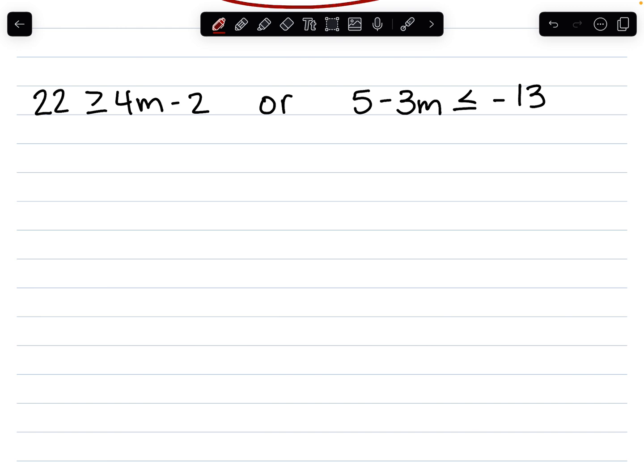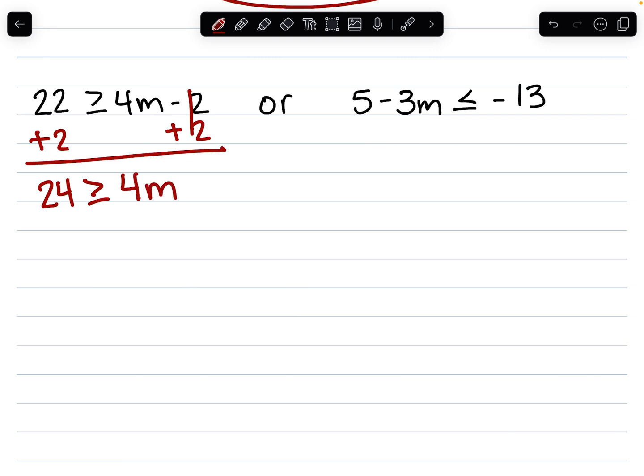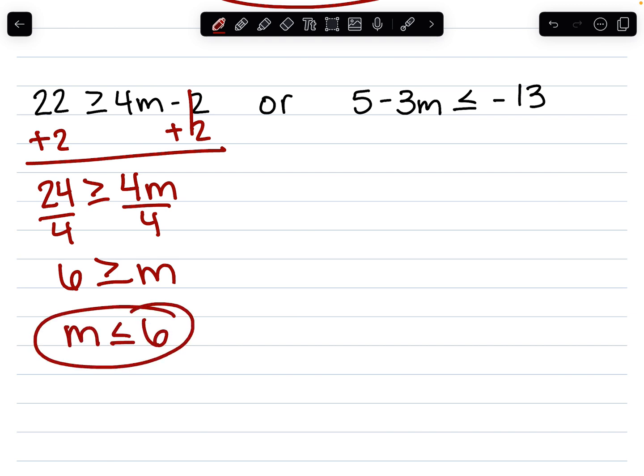Harper, will you tell me how to solve the one on the left? You would add 2 to 22. Okay, so I get 24 is greater than or equal to 4m. And then what's your last step, Harper? Divide each side by 4. Good. So we get 6 is greater than or equal to m. Now, if I'm going to graph this, what would be a better way to write that out? M is less than or equal to 6. Okay? All right. Aiden, will you do the other one for me?